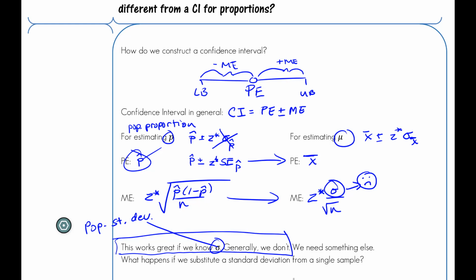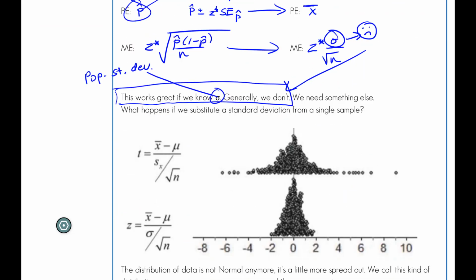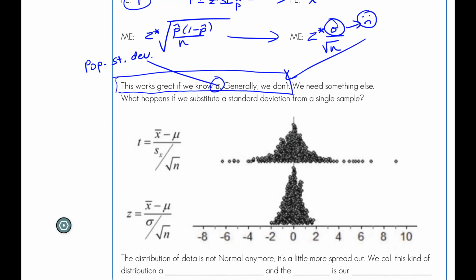When we don't know what that is, then we have to use something else. So what is that something else? Well, let's think about what happens if we use the standard deviation from just a single sample to try and estimate the entire variation for the entire population. Well, we're going to end up looking at a diagram like this.